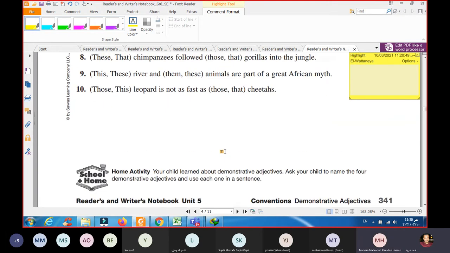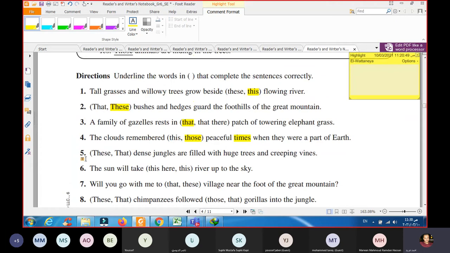Okay. Who can move to number five? Basil. Basil, can I answer? Sentence number five. Those or these dense jungles are filled with huge trees and creeping vines. These. Okay. Yeah, jungles are plural, so we are going to choose these.